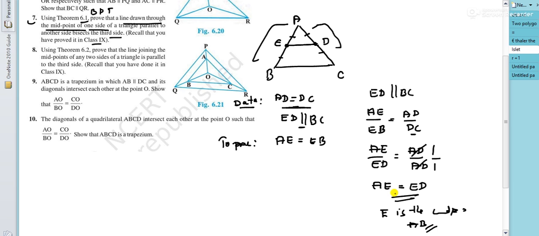Okay, I hope the concept is clear and you have understood. Moving to the next question.